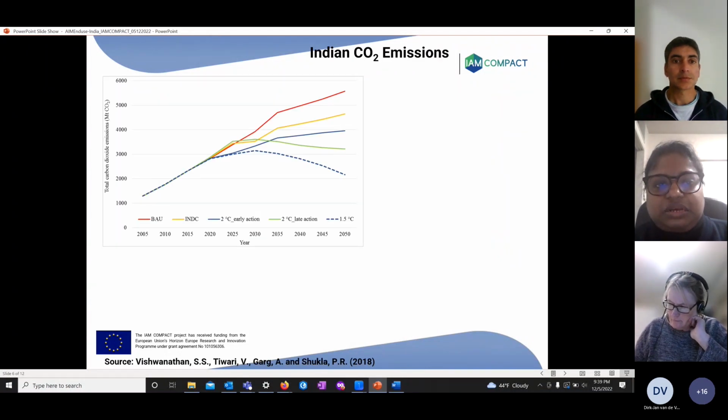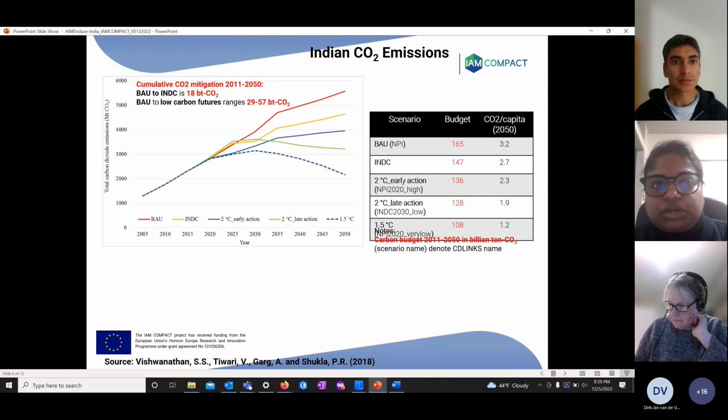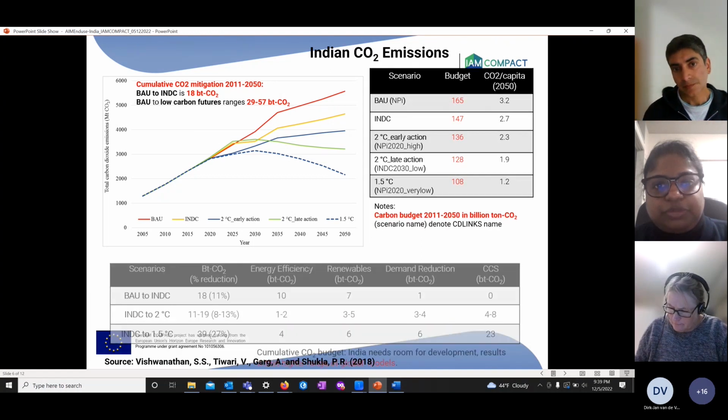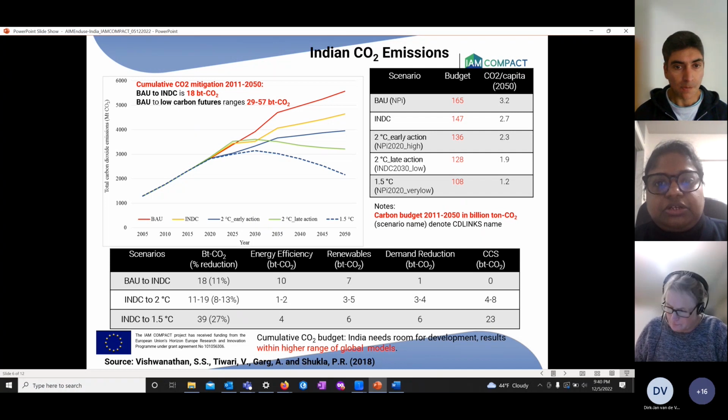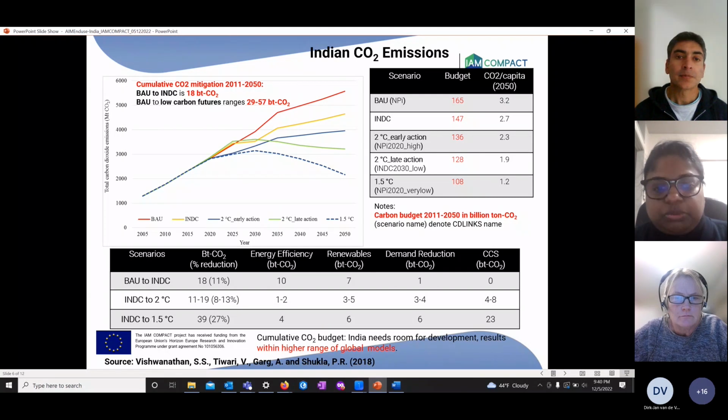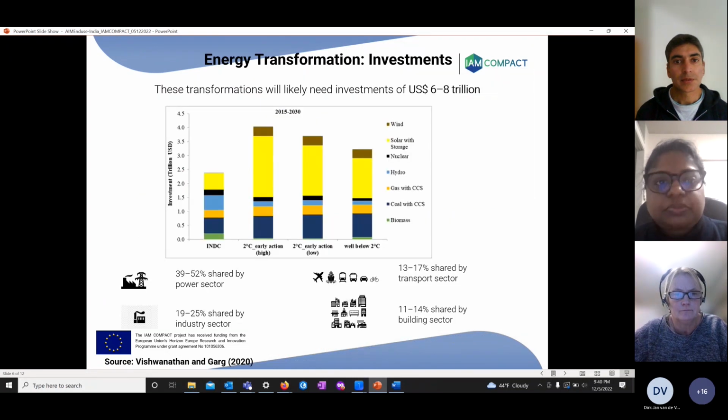So this is just a sample of the outcome that we used in one of the papers, where we looked at the BAU, the NDC, the 2-degree early and late action and 1.5 scenarios, and looked at each of the options such as energy efficiency, renewables, demand reduction, and CCUS when it came to the carbon budget in the global models. This was published in a 2018 paper.